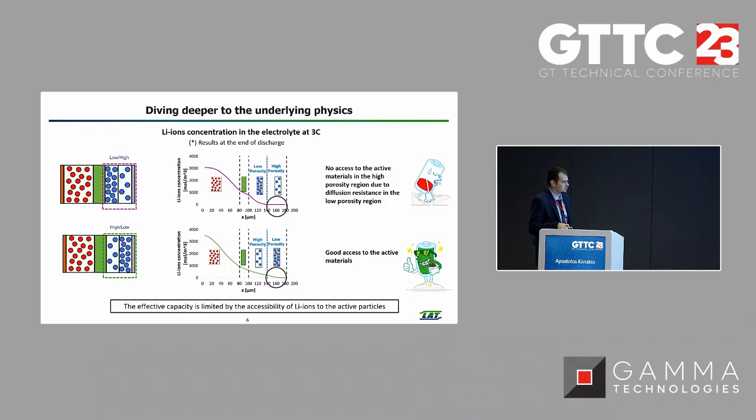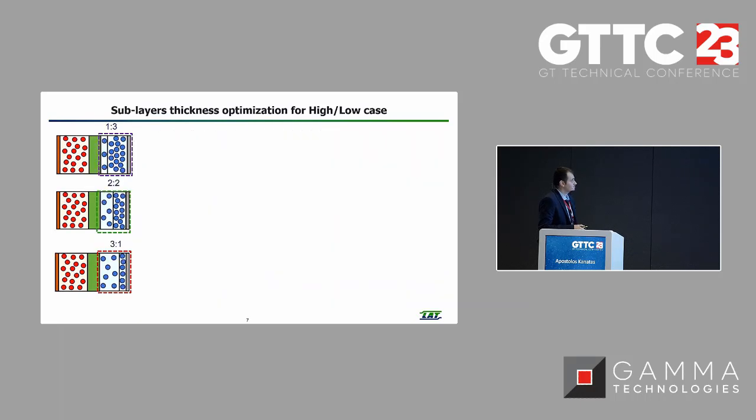near the separator seems to decrease the diffusion resistance, and thus we can see that there is good accessibility to the active materials. The effective capacity that we are interested in, as we saw before regarding discharge, is limited by this accessibility, and so the high-low design is better than the low-high.